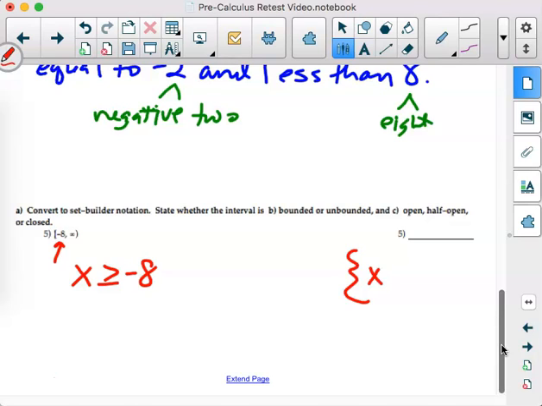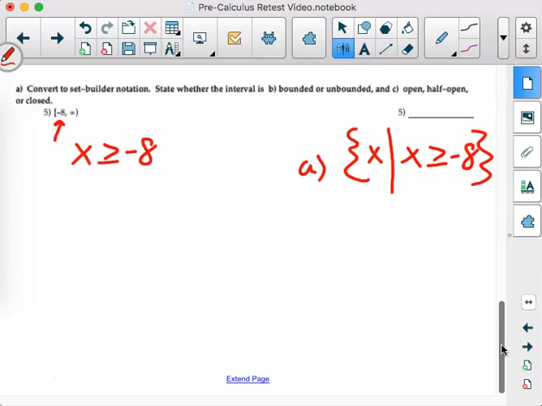Again, I'm picking X. X is defined as, that's what that line says, X is greater than or equal to -8. And another set of brackets. Notice there's only one line. That line means is defined as. Now, we have to state whether or not this is bounded, unbounded. And so what we're looking for bounded or unbounded is, did it have infinity in it? And it did. So that means this is going to be unbounded.